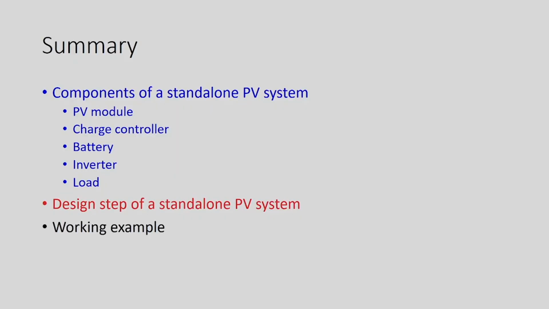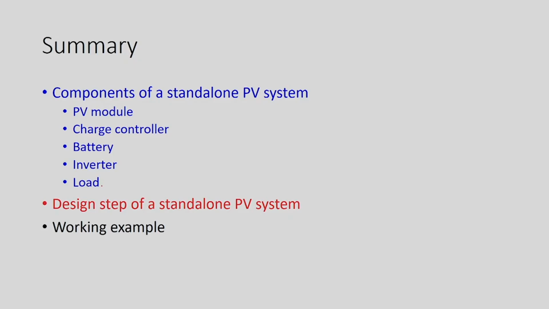Now, let us summarize what we have discussed today about the different components of a standalone system like PV modules, surge controller, battery, inverter and load. We have not gone into more detail about inverters, because we will cover these when we discuss the grid connected PV system. There are different kinds of inverters, and which inverter to select for what application will be discussed. And we have also studied the loads.